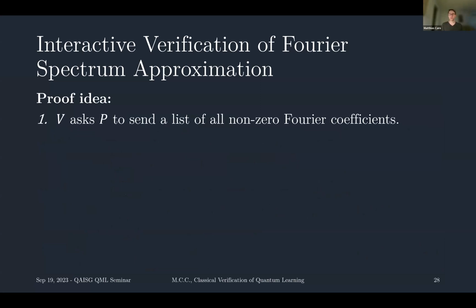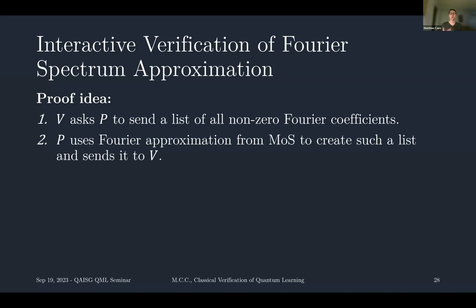So the protocol works as follows. First, the verifier asks the prover to send a list of all non-zero Fourier coefficients of the unknown function. And now what the prover does, well, the prover is a quantum prover, and it has this quantum data. So we've seen that the prover can use that quantum data to approximate the Fourier spectrum. So they just do that. If the verifier could trust the prover, then you could stop here. Now the verifier has an approximation, they can just work with it, and they're happy.